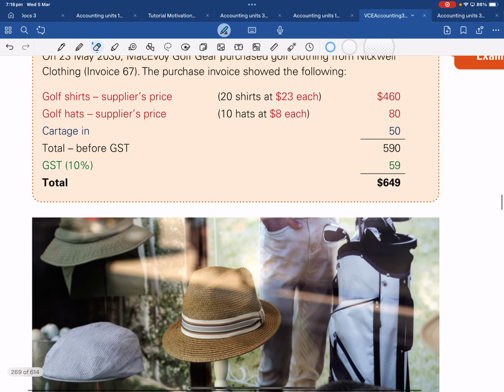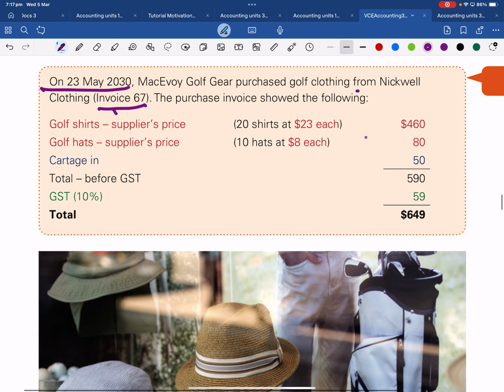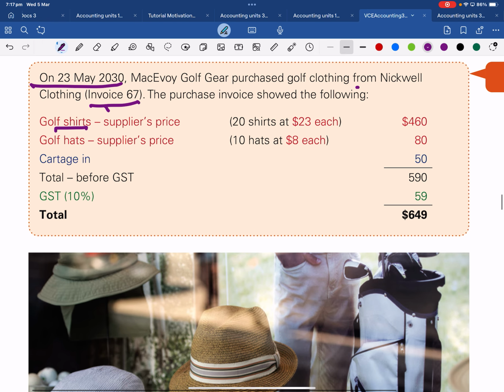Okay, have a look at this one, guys. Now see. Same business on 23rd May. Mac Golf Gear purchase golf clothing from Nickwell. Invoice 67. Purchase invoice showed the following. So what are they purchasing? Golf shirts and golf hats. Now are they similar inventory or different? Different. Yeah. See, if you think about the size or the price, they are different. Shirt is $23. Hat is $8.